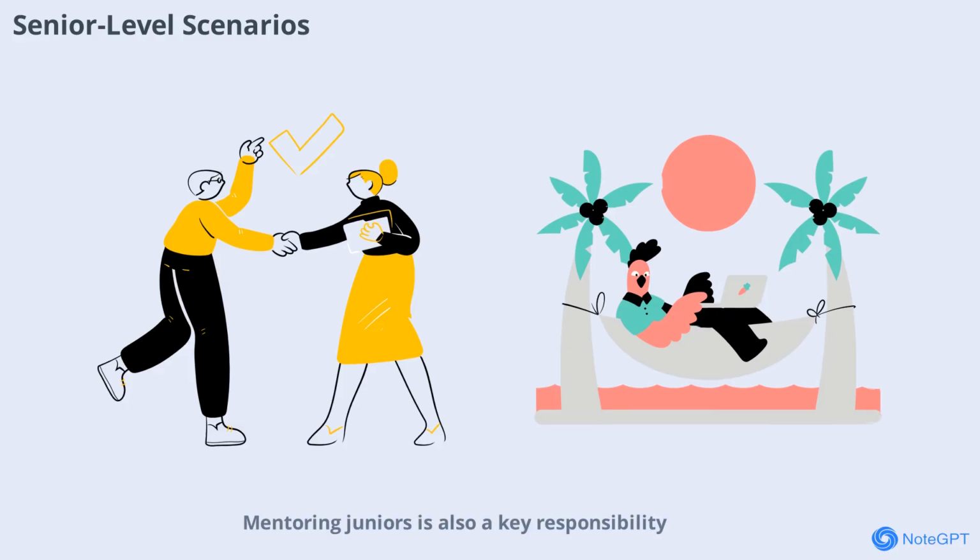Mentoring juniors is also a key responsibility. Conduct code reviews and use real-world examples, similar to teaching someone to drive on the actual road. These scenarios highlight the importance of responsibility, clarity, and practical thinking in a senior PHP and Laravel developer's role.